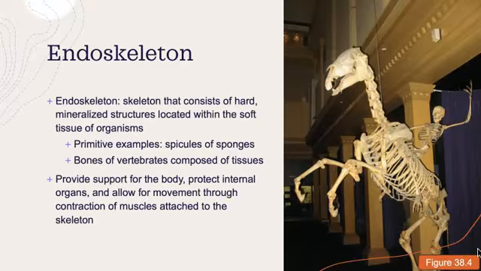And then we have our endoskeleton, which is a skeleton that consists of hard mineralized structures located within the soft tissues of the organism. Primitive examples would be the spicules of sponges, and we have the bones of vertebrates that are composed of tissues. This is what we have as humans, and it provides support for our body. It protects our internal organs, such as the heart, the lungs, the brain, and our spinal cord, and allows for movement through contraction of muscles attached to our skeleton.